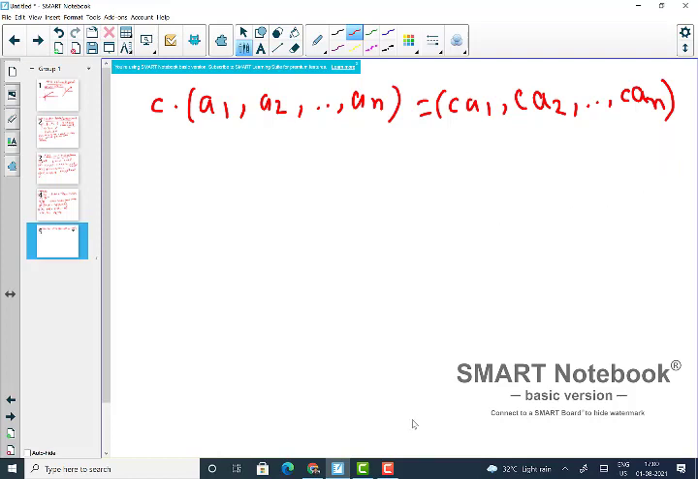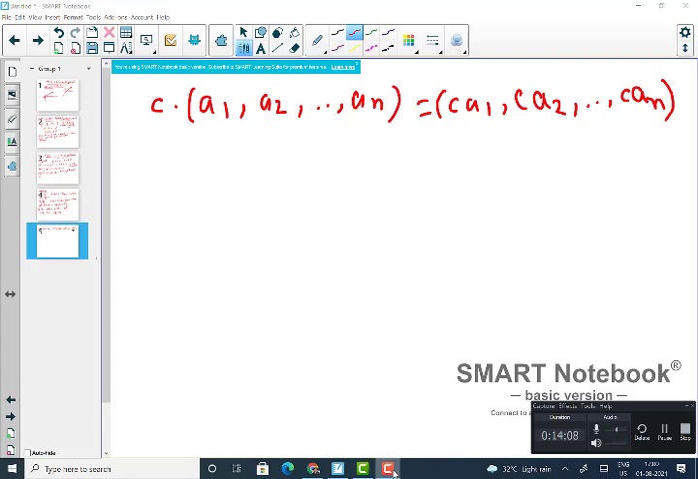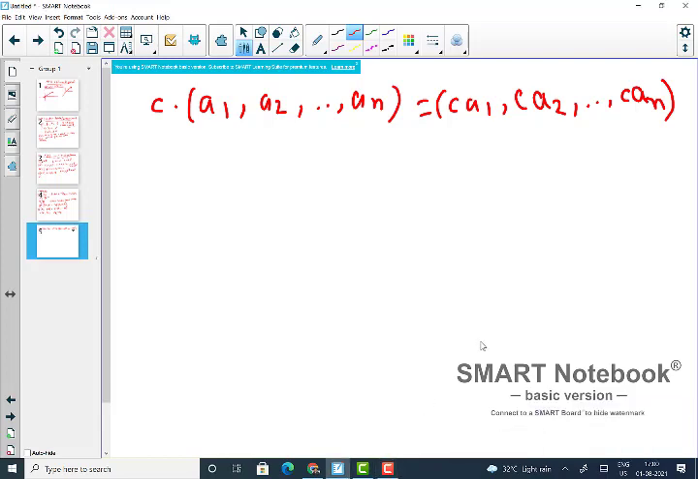Okay, and now next we can talk about the space of matrices. So example 2, the space of matrices.